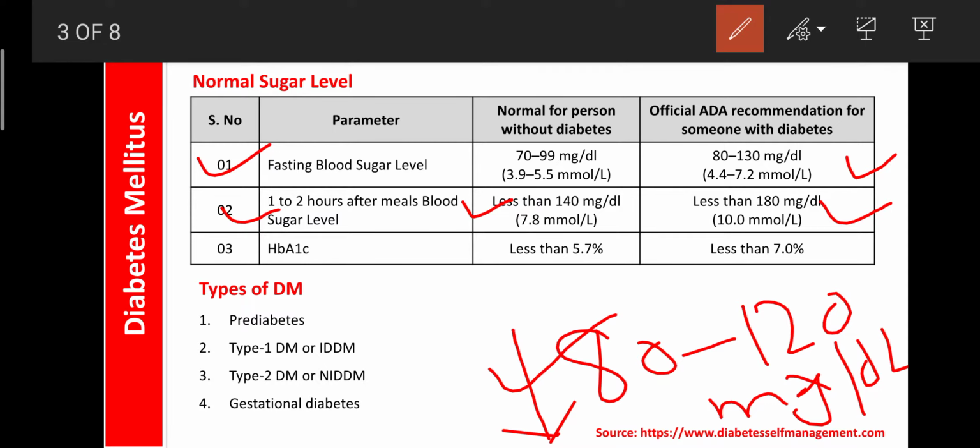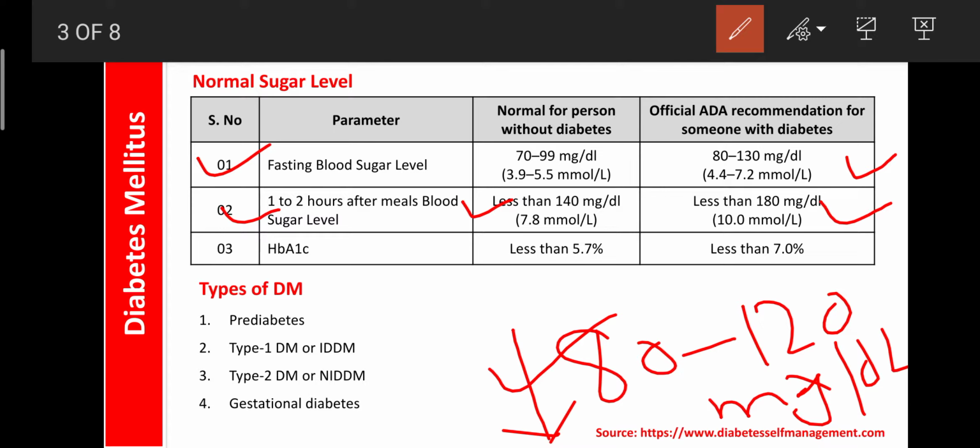If it crosses more than 180 in diabetic patients after the meal, it indicates improper management of the blood sugar level. Whatever drug or therapy you give as a pharmacist or doctor, those drugs are not sufficient to manage the blood sugar level in that patient, so you can concentrate on changing the drug or the therapy.